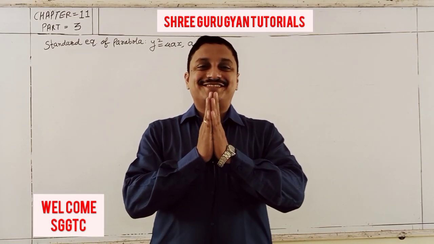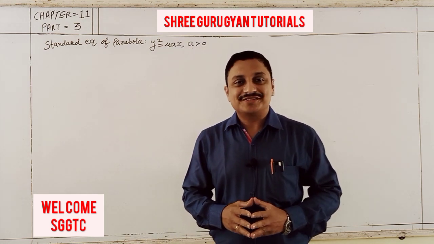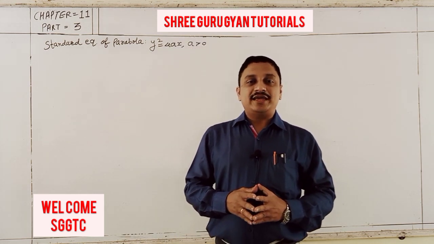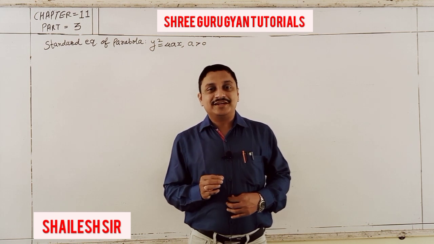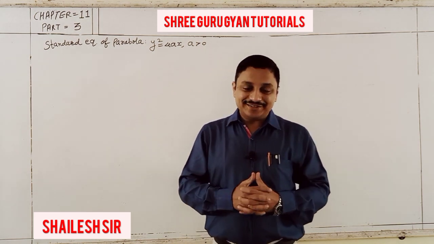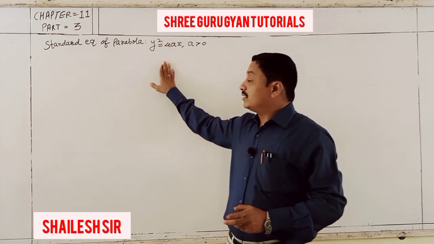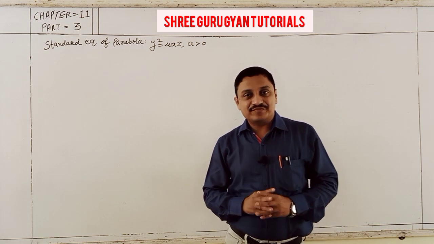Hello students, welcome to chapter 11, Conics. Students, today I continue our new topic. It is the parabola. After ending our circle, we are going ahead to the parabola. Students, in the parabola there are a total of 4 cases.